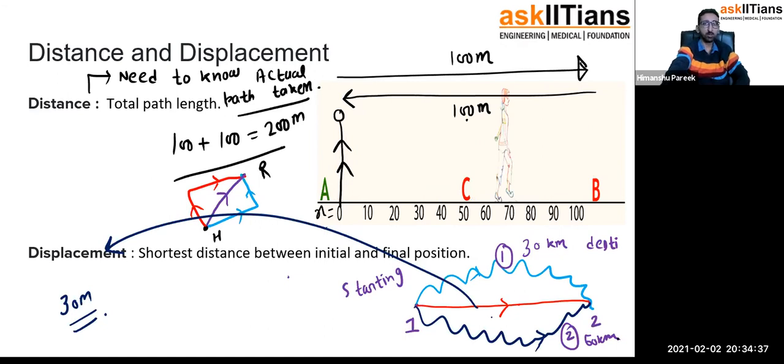Okay. So that's the meaning of distance and displacement. Always remember, if you want to calculate displacement in any question, forget about the path. Just join the initial and final point. Write down in your notebook: to calculate the displacement, just join. That's it. Nothing else.